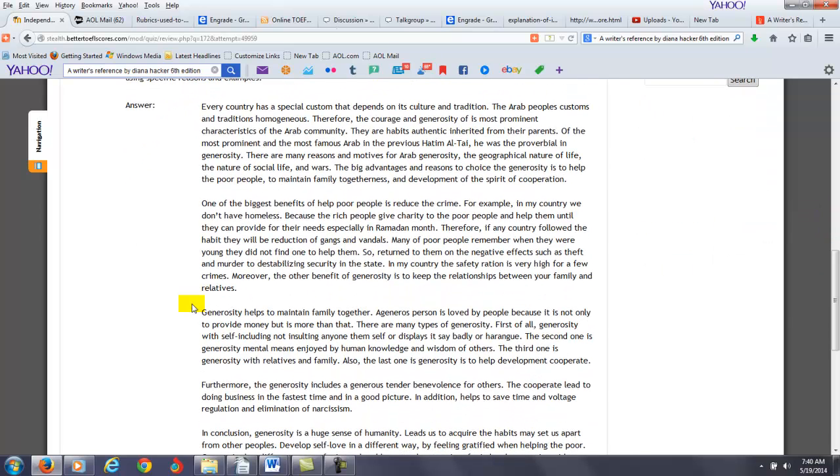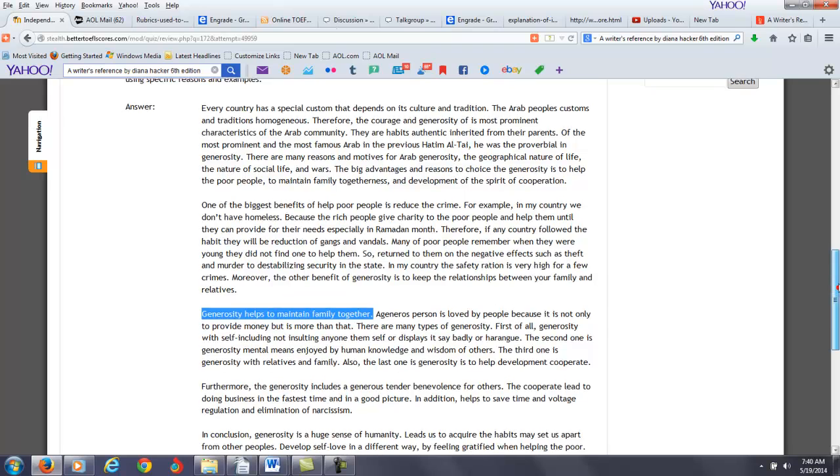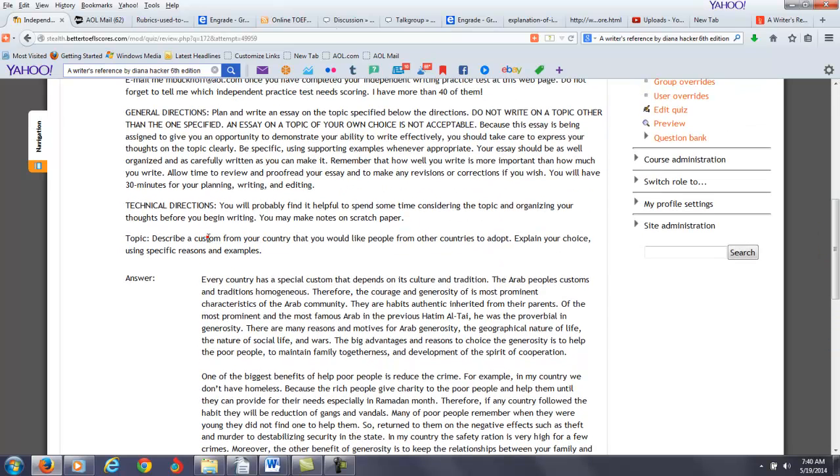All right, let's take a look at the next one. You say generosity helps maintain family togetherness. As you've said here, you need a noun. So your second point ties back to this. But here you might say this. Again, you want to connect it back to why other people should adopt it. You might want to say other countries can also benefit from generosity by helping to maintain family togetherness. And that way, this topic sentence would tie more directly, not just to your thesis, but back to the purpose here, which is why other people should adopt this particular custom.